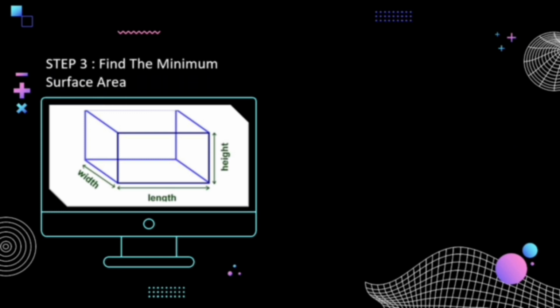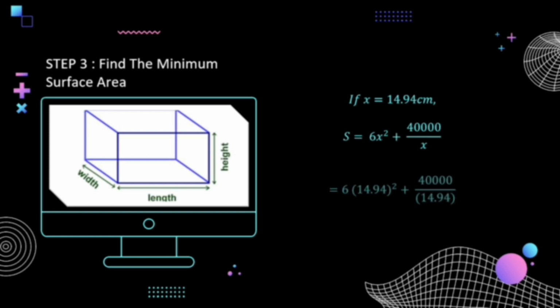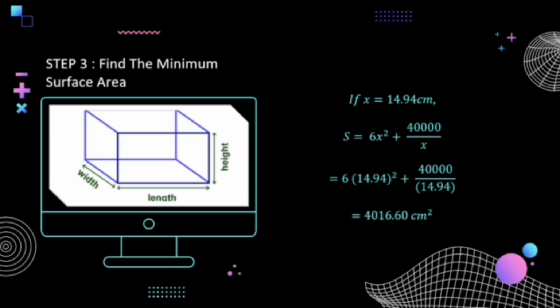For the last step, you need to find the minimum surface area. If x equals 14.94 cm and the surface area is 6x² plus 40,000 over x, you just need to put x back into the equation of the surface area. Simplify it, and it is going to be 4016.60 cm².